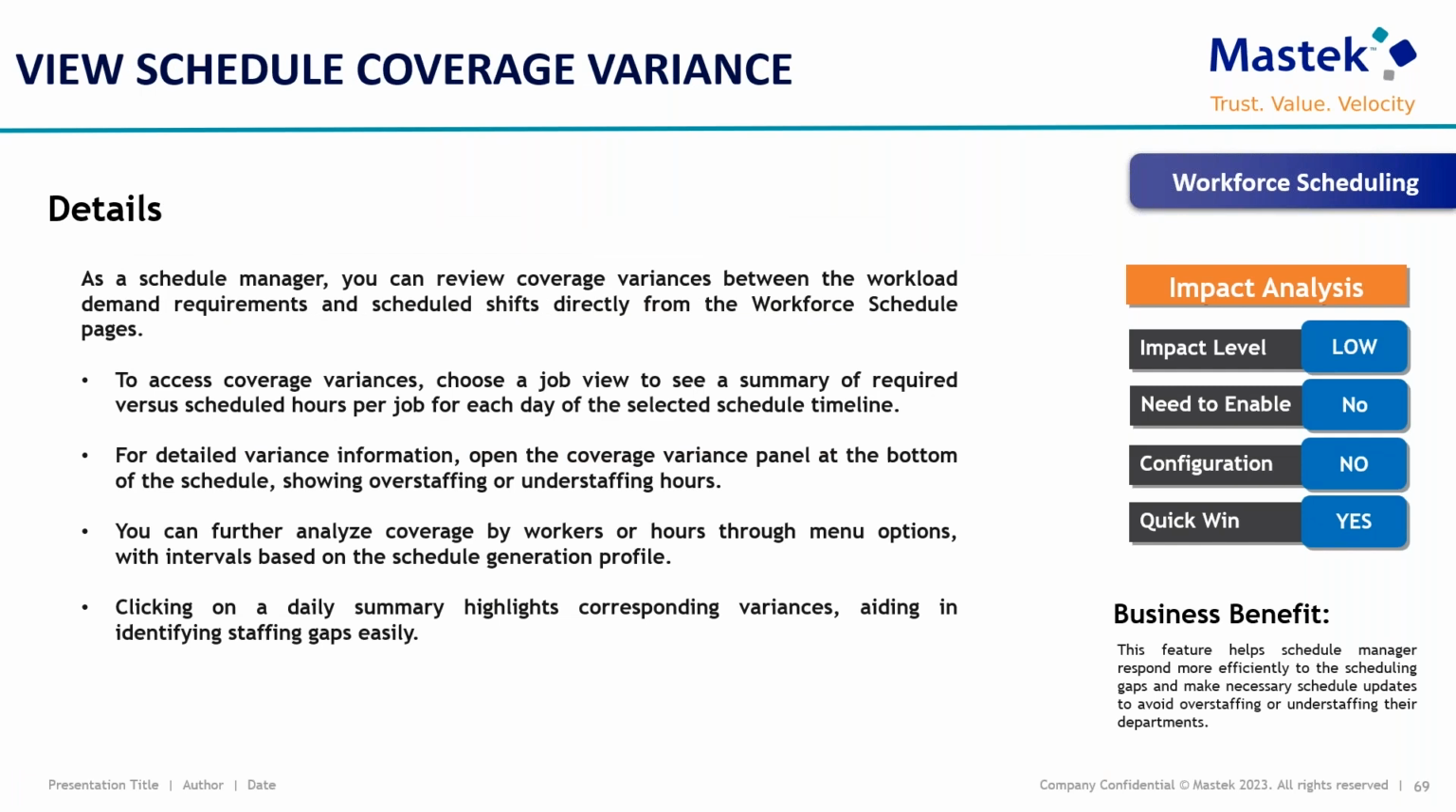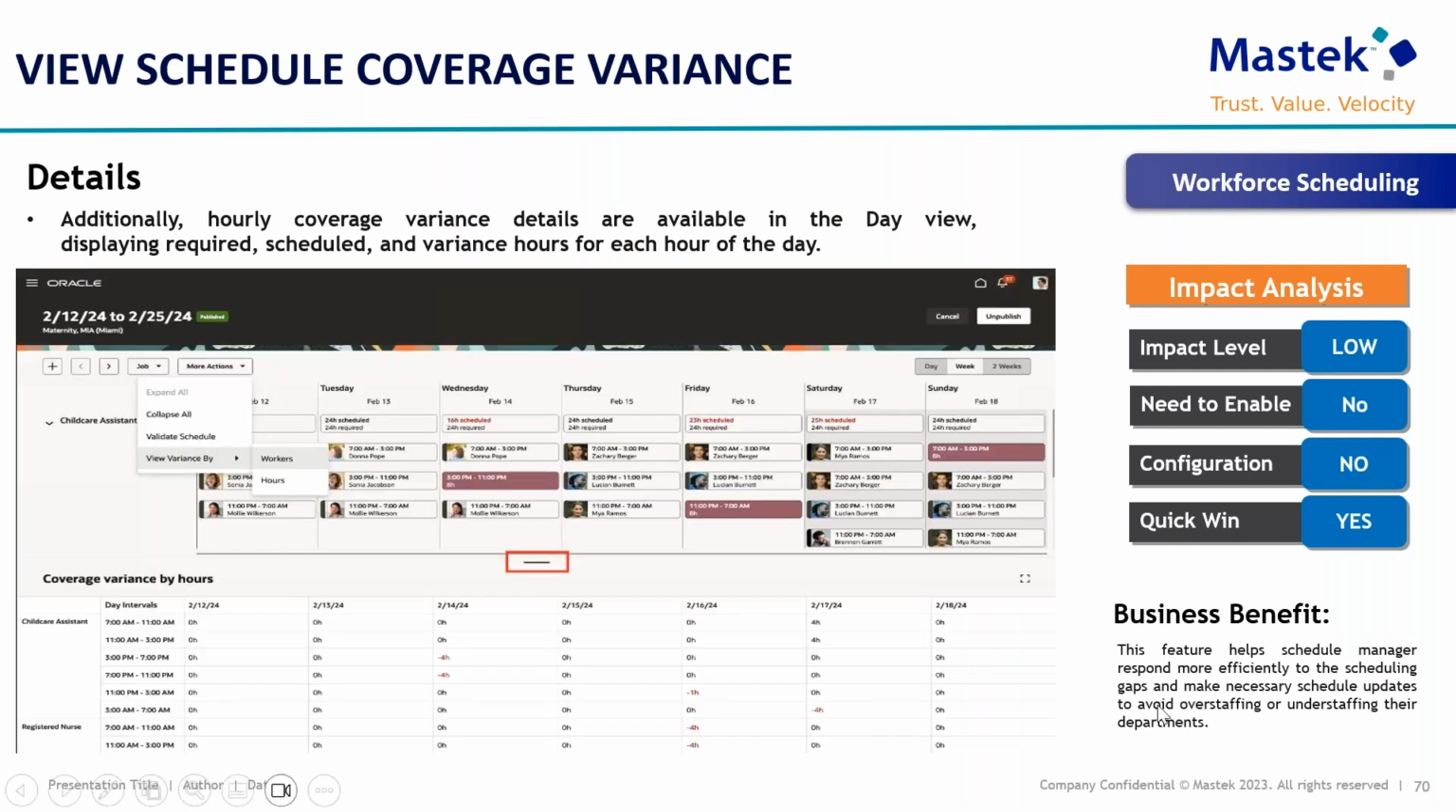The next option is view schedule coverage variance. This feature helps the schedule manager to identify the variance in schedule coverage, which will result in identifying overstaffing or understaffing hours. So this feature will allow you to see, on a daily basis or a weekly basis, where those variances exist and at which time.